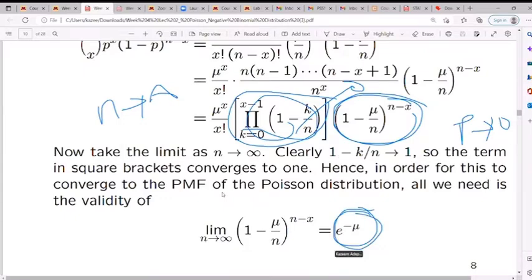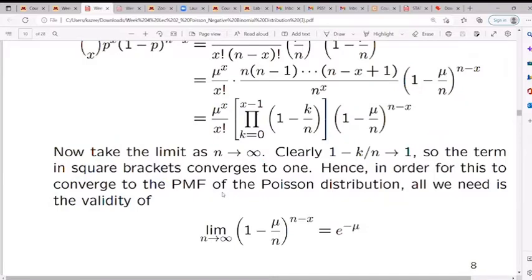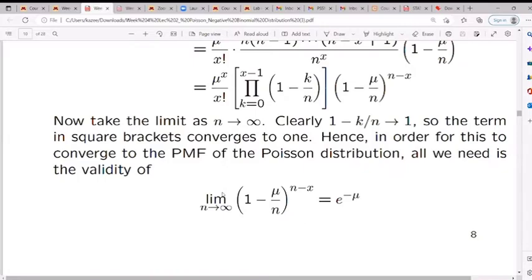And you know what I have left now? Oh my God, what I have left now is basically mu raised to power x, exponential raised to power minus mu, divided by x factorial, which is actually the probability mass function of a Poisson distribution. And this is how to show that a Poisson distribution can be derived from a binomial distribution when the sample size tends to infinity and p tends to 0. Take a look at that.